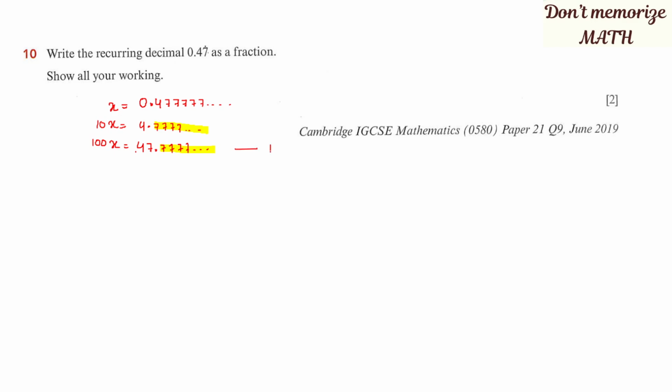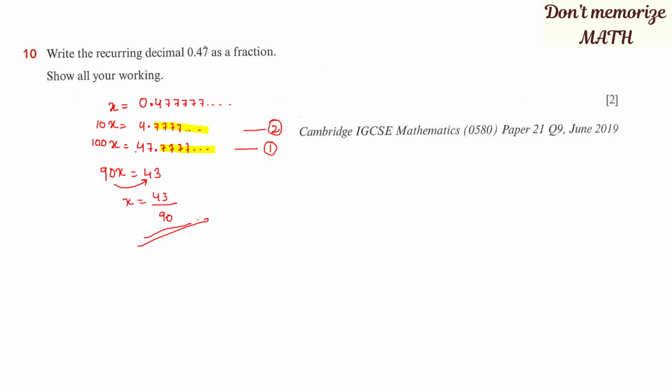Take this one as 1 and this one as 2. So 1 minus 2: 100x minus 10x is 90x, equal to 47.77777 minus 4.77777. The recurring part will be removed when you subtract, right? So only 47 minus 4 remains. What is 47 minus 4? It is 43. So 90 we move to the right side. Here it is multiplication, so x is equal to 43 over 90. This is the fraction for the recurring decimal 0.47777, which continues.